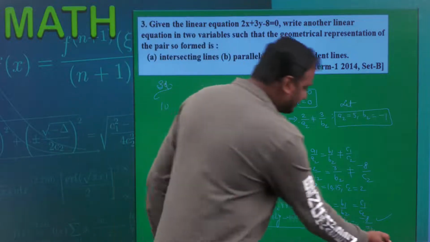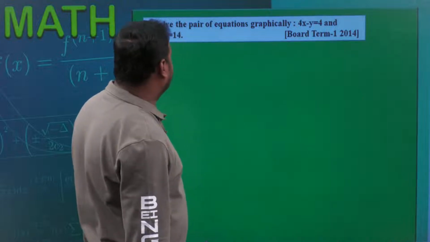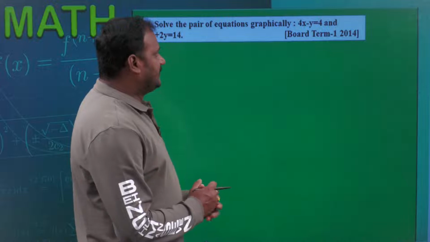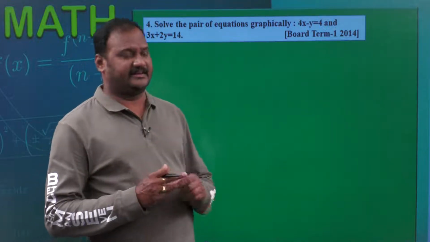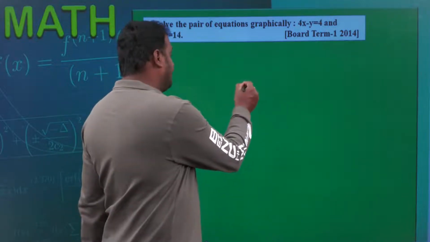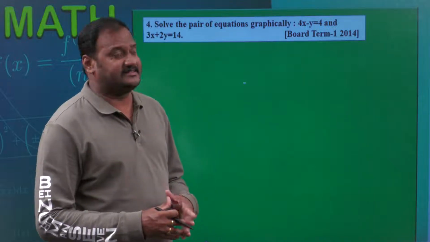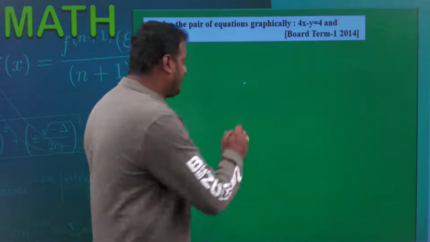Thank you. Next, coming to the next problem: solve the pair of linear equations graphically. So in order to solve it graphically, 4x minus y is equal to 4 is a single line. And here, suppose you are given a single point on the plane, how many lines can be drawn passing through this point? How many lines?